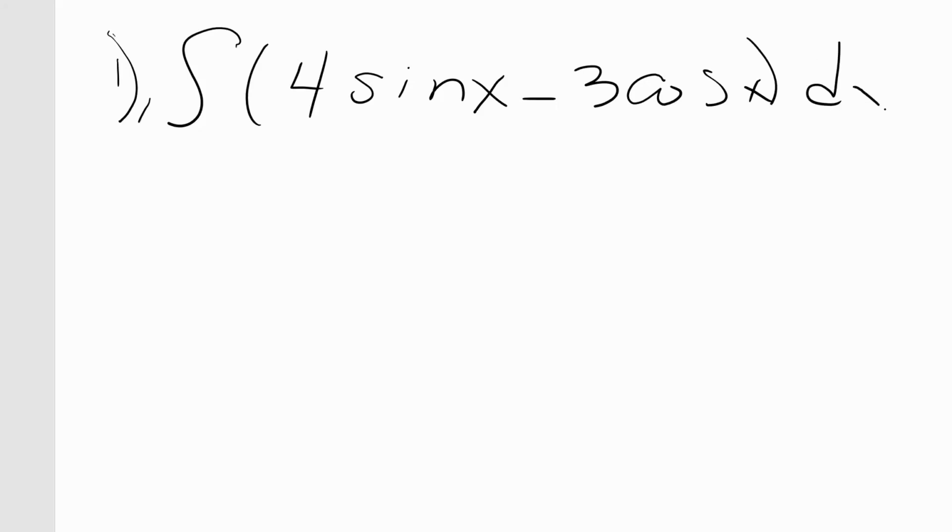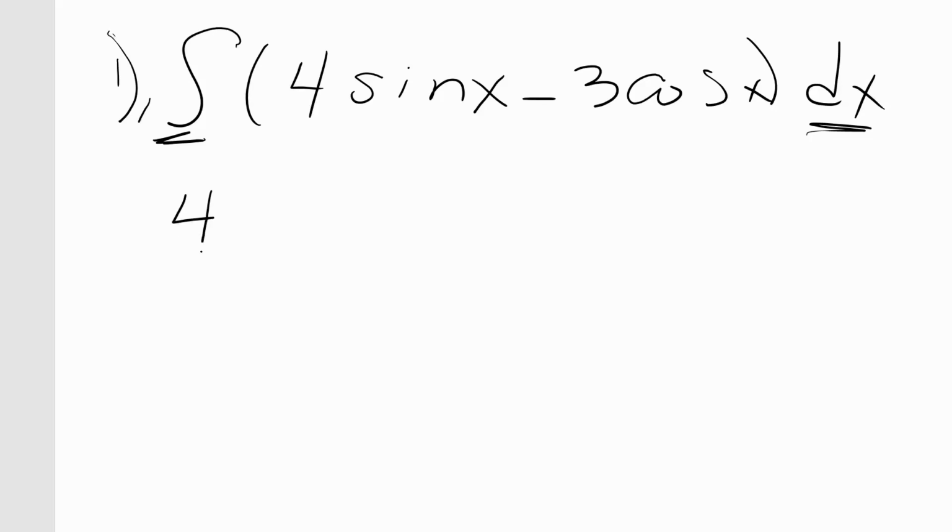The integral of 4 sine x minus 3 cosine x dx. So this is why I like trig. We kind of leave the other stuff alone. So remember, my integration symbol and my dx stay together for the problem, and then they go away together when I do the actual anti-differentiation.